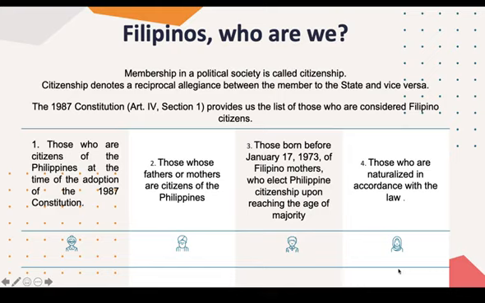The 1987 Constitution, Article 4, Section 1, provides us the list of those who are considered Filipino citizens. First, those who are citizens of the Philippines at the time of the adoption of the 1987 Constitution. Second, those whose fathers or mothers are citizens of the Philippines. Third, those born before January 17, 1973 of Filipino mothers who elect Philippine citizenship upon reaching the age of majority. And lastly, those who are naturalized in accordance with the law.